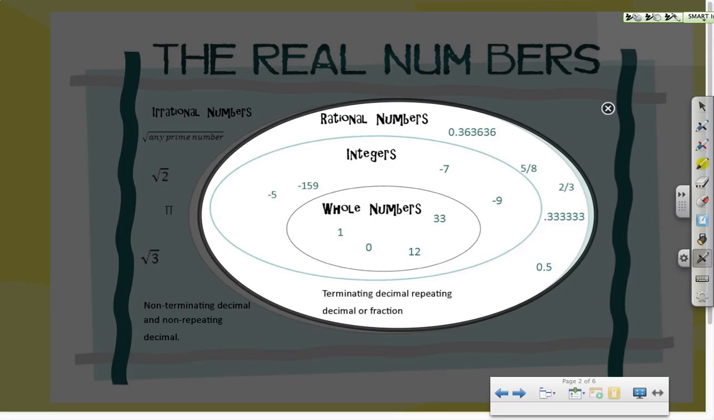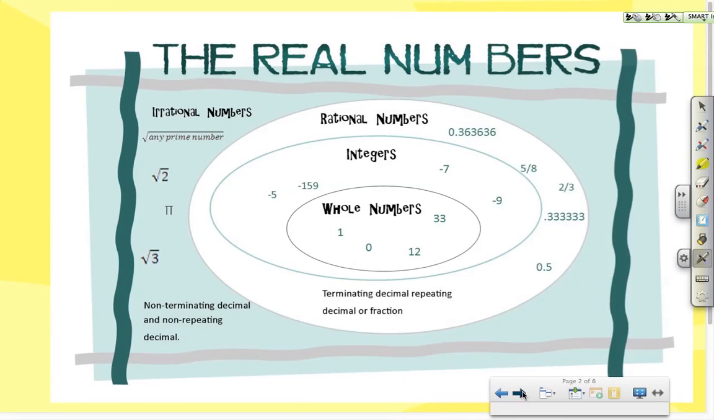Now if I were to ask you, is 2/3 an integer? You would say no because it's outside the integer circle. Okay, if I were to ask you, is 0.5 an integer? No, it's outside the integer circle. But it is a rational number because it's within the rational number circle. All right, and we're going to also look at how 0.333 repeating and 0.5, how those can be written as fractions. So the overall rule for rational numbers is, can it be written as a fraction? If it can, then yes, it is a rational number. Okay, let's move on here.